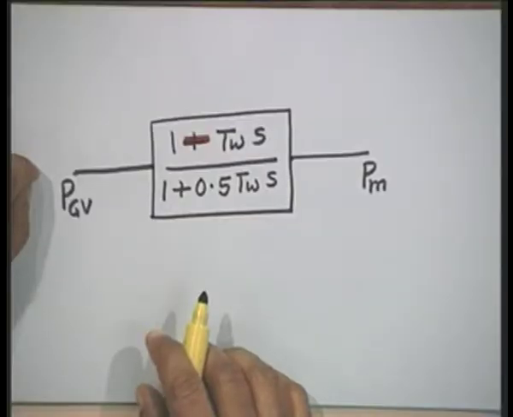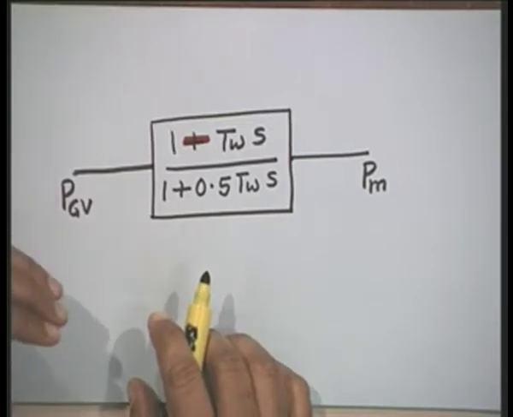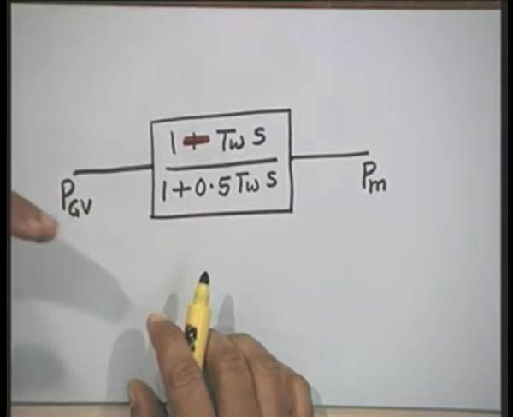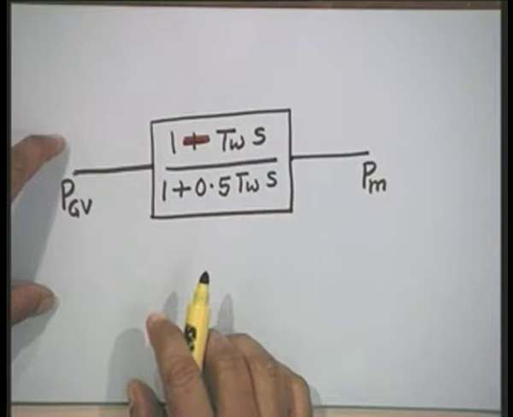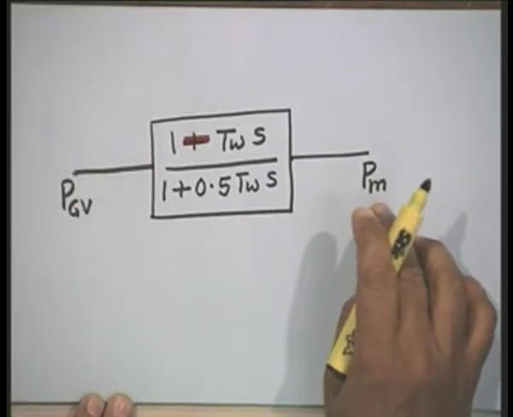We shall analyze the special characteristic of this hydro turbine by considering a unit step input to this turbine. That is, we change the valve position suddenly, and once we give a unit step input to this hydro turbine transfer function, then we can write down the expression for mechanical power developed.